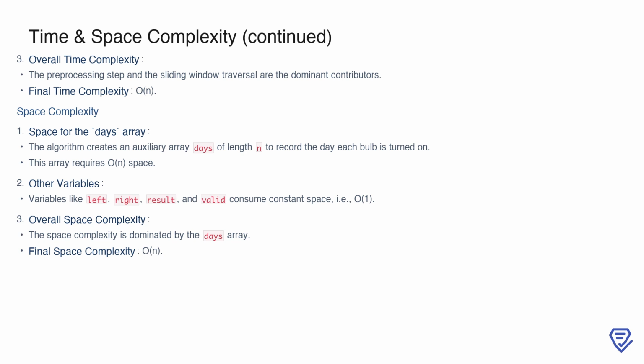Now, turning to space complexity, the algorithm creates an auxiliary days array of size n to store the day each bulb is turned on. This array takes O(n) space. Aside from this, the algorithm uses a few additional variables such as left, right, result, and valid. These variables consume constant space, denoted as O(1). Since the dominant factor is the days array, the overall space complexity of the solution is O(n).